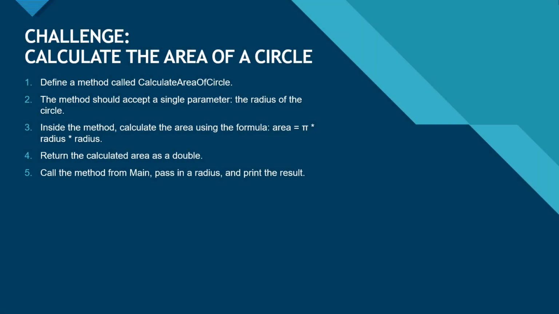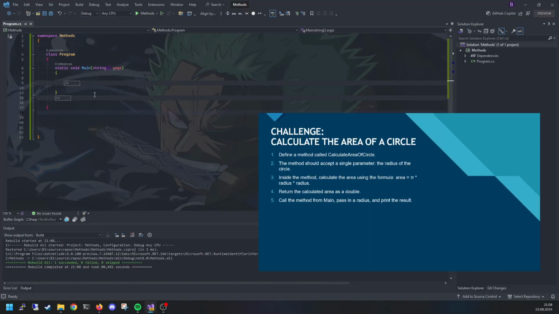Alright, it's time for a challenge. Let's apply what we've learned by creating a method to calculate the area of a circle. Here's what you need to do. 1. Define a method called calculateAreaOfCircle. 2. The method should accept a single parameter, the radius of the circle. 3. Inside the method, calculate the area using the formula: area equals pi * radius * radius. 4. Return the calculated area as a double. 5. Call the method from main, pass in a radius, and print the result.